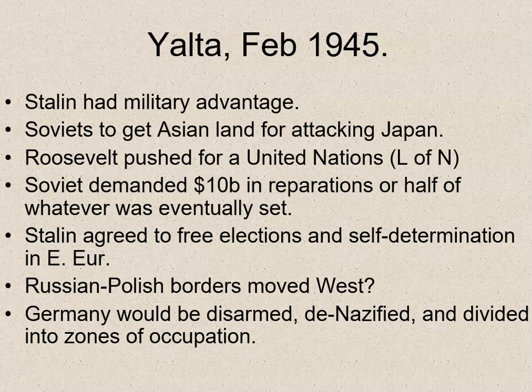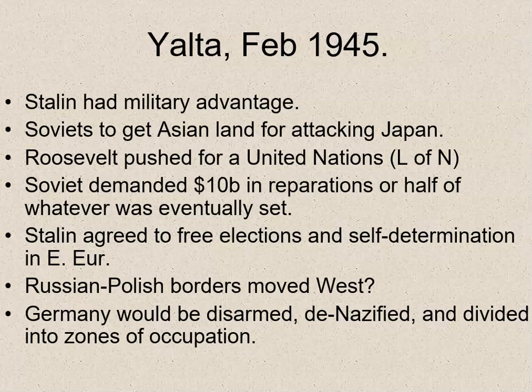Roosevelt pushes for a renewed League of Nations called the United Nations. The Soviets put a figure on the reparations that they wanted. They wanted $10 billion worth of reparations, or half of whatever was eventually set for the Germans in general. This doesn't seem like a lot of money to us at this point in time, but back then it was really quite a large amount of money.